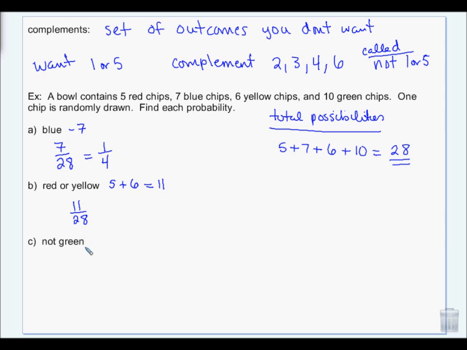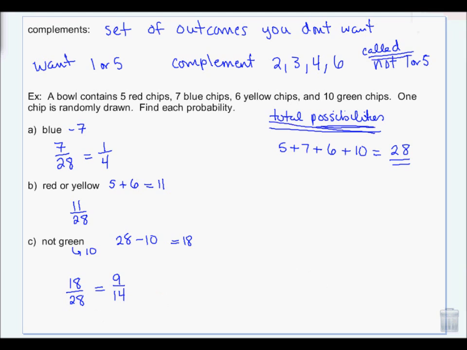Okay, not green. There are 10 green, right? Good. So it's 28 minus 10, yeah, so that's 18. So there are 18 that are not green. So I do 18 over 28, and then I can reduce that. I divide them both by 2, I get 9 over 14.